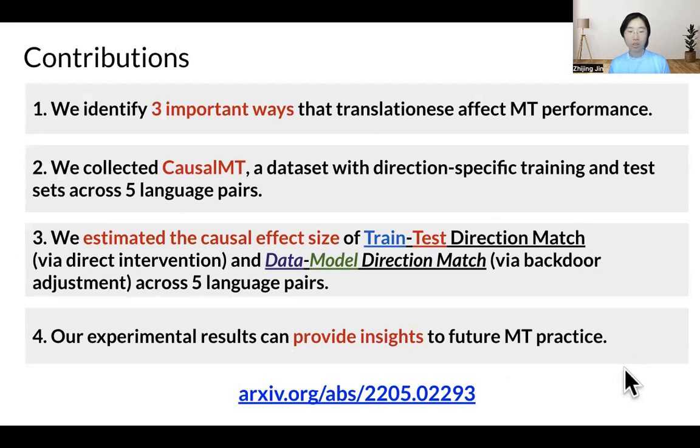To conclude, the contributions of the paper are in 4 ways. First, we identify 3 important ways that translationese affects MT performance. Second, we collect CausalMT, a data set with direction-specific training and test sets across 5 language pairs. Third, we estimated the causal effect size of train test direction match via direct intervention and data model direction match via backdoor adjustment across 5 language pairs. Fourth, our experimental results can provide insights to future MT practice, including how to adjust for results involving translationese.